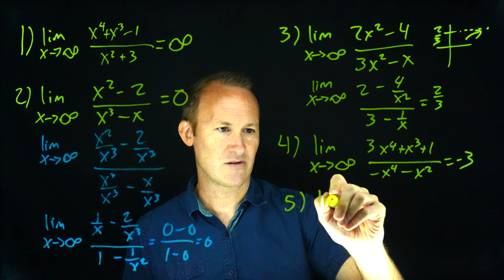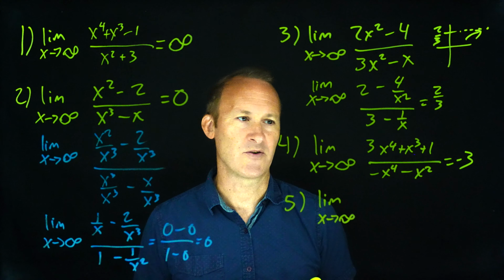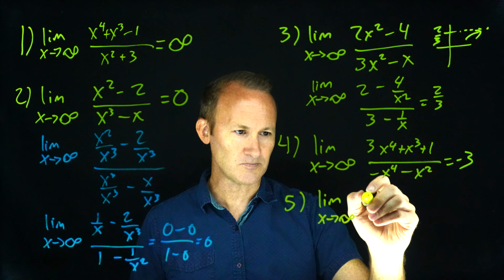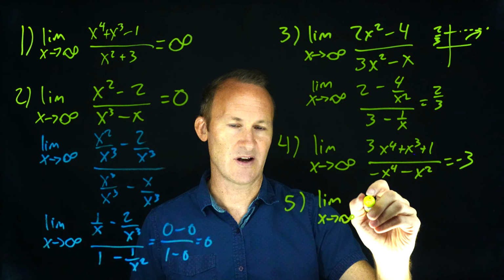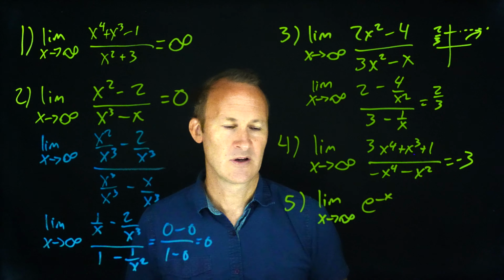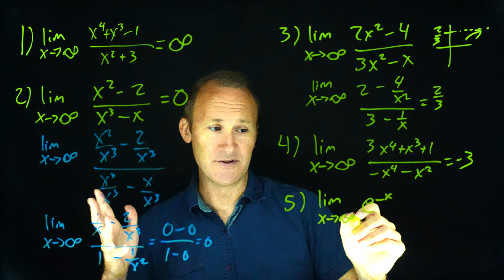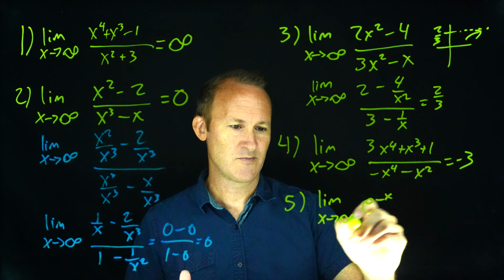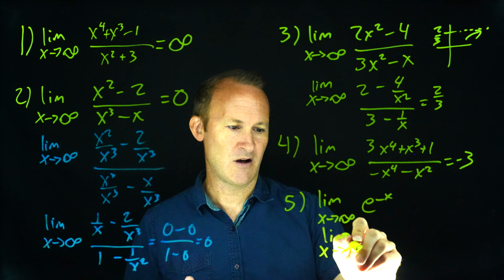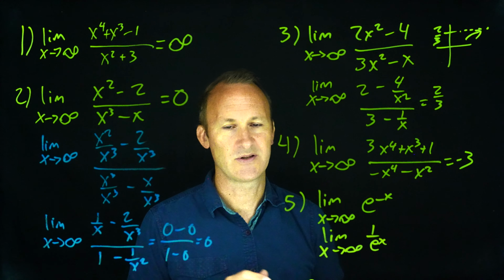What if we have the limit as x approaches infinity, not of a polynomial expression, but what if we have something like, how about e to the negative x? How do we tackle this? So what I would do is rewrite it as limit as x approaches infinity of 1 over e to the x. Okay? Why am I choosing to rewrite it like this?